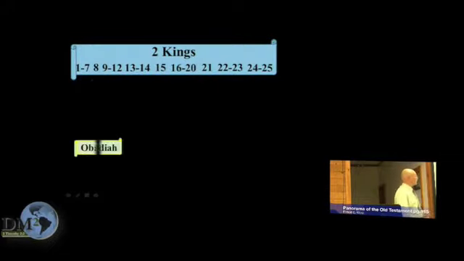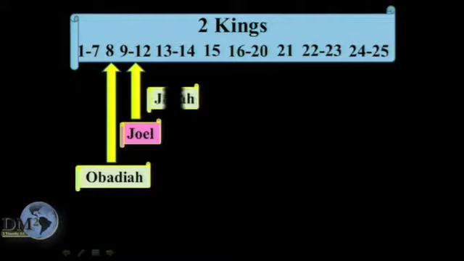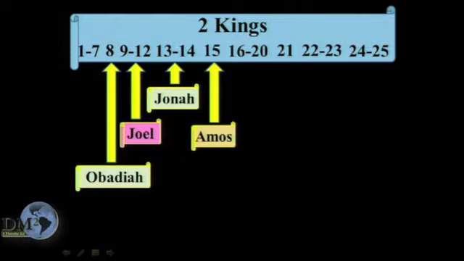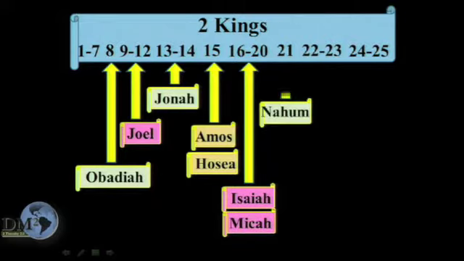All right, let's plot this again. Got Obadiah, chapter 8 of 2 Kings, Joel in chapter 12, Jonah in between chapters 13 and 14, Amos chapter 15, Hosea chapter 15. Now we've had Isaiah in the time of Hezekiah, Micah in the time of Hezekiah. Now we're going to get Nahum in the time of chapter 21.